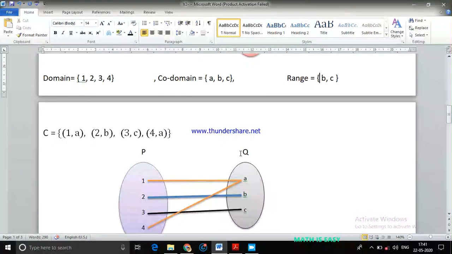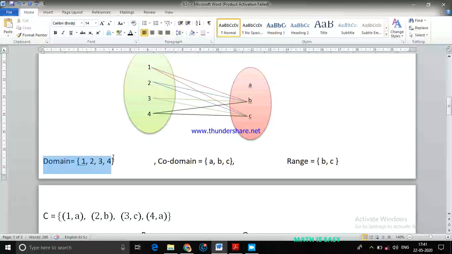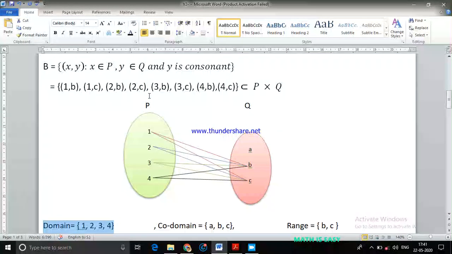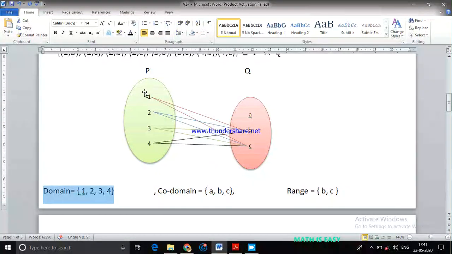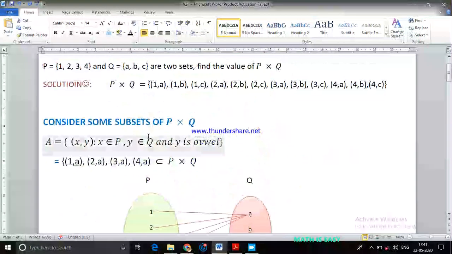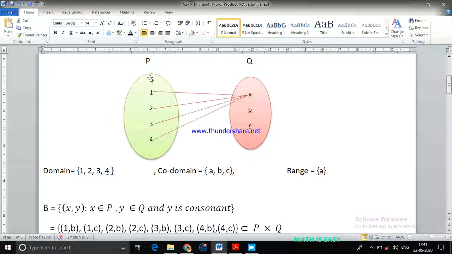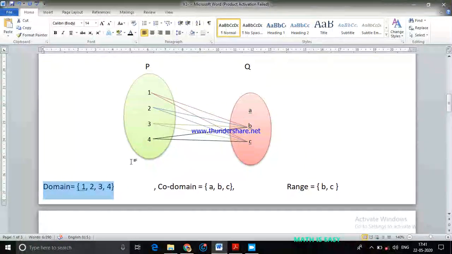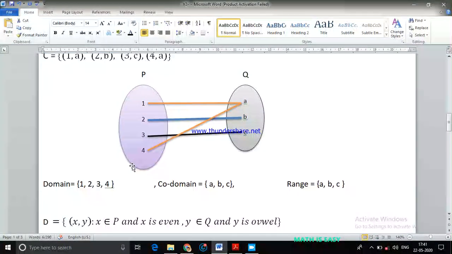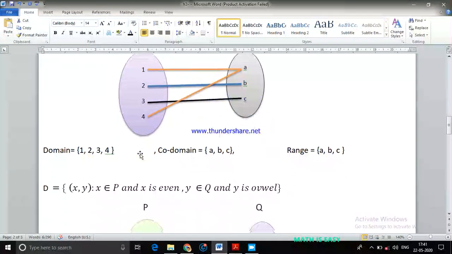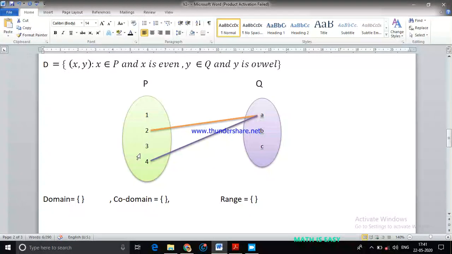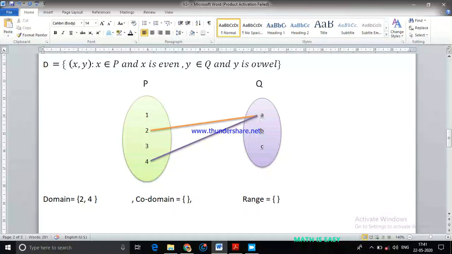Okay, so be careful. And here also, domain may be the same as P, or domain can be a subset of P. I think in the first example your domain and P set are the same. Second example, domain and P are also the same. Third example, domain and P are also the same. Let me go to the fourth. In the fourth example, your domain is just 2, 4, because only these two elements have the images.